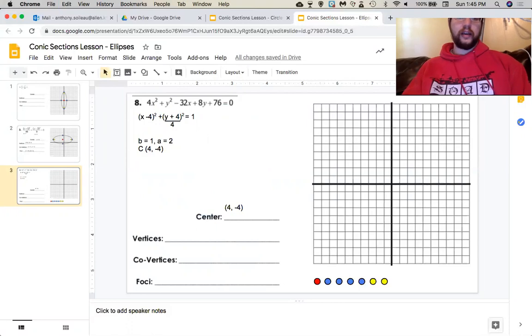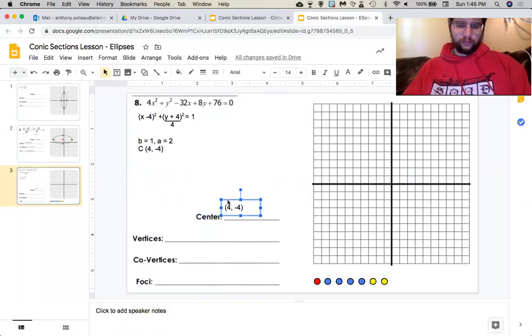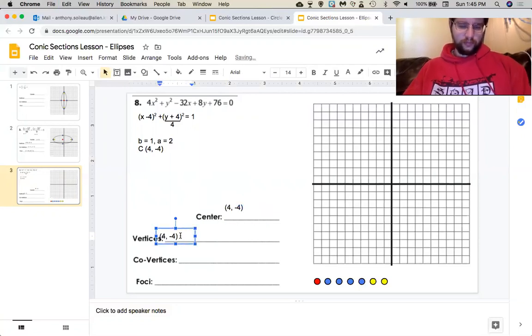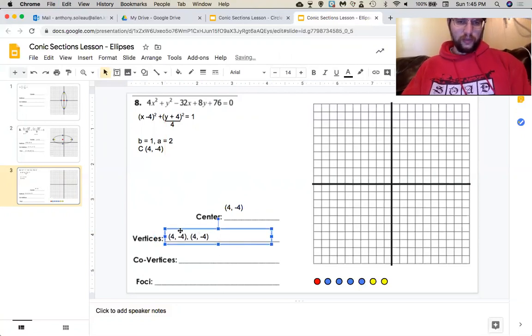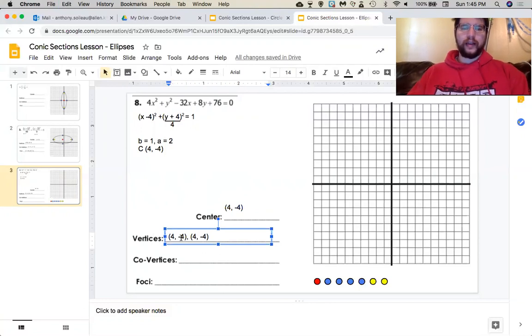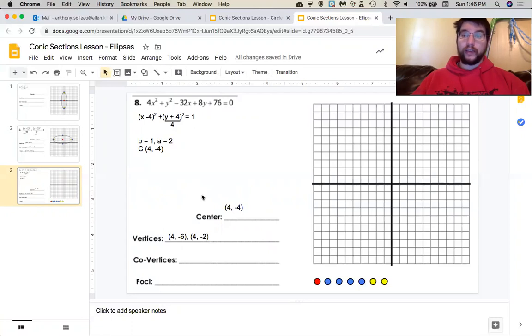Now the vertices. We look at it, it's going to be a vertical ellipse, so my vertices are going to change the y values. So it's going to be same x values. Difference is going to be these y values here. Let's see, what are? Well, a is 2, right? So I'm going to add and subtract 2 to my y value. So if I add 2 to it, I'll subtract first. I get negative 6. If I add 2, I get negative 2. So that's going to be my vertices on my major axis, don't forget.